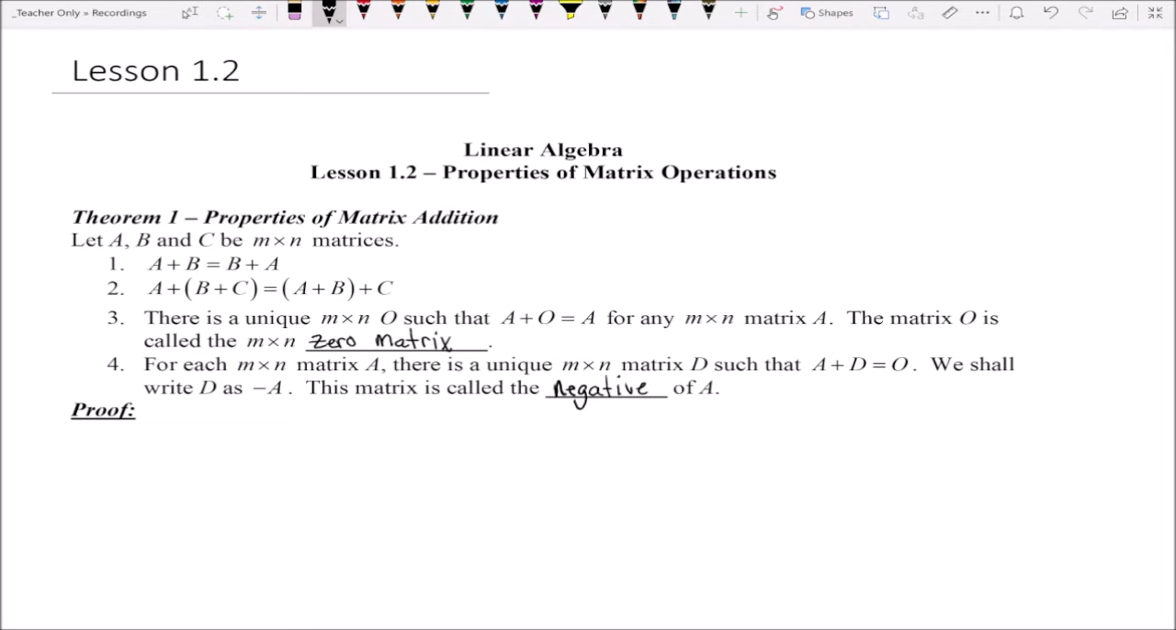Now, what we're going to do in this video is only prove properties 1 and 3. The other two proofs will be left as an exercise, and I do encourage you to challenge yourself and try to prove them.